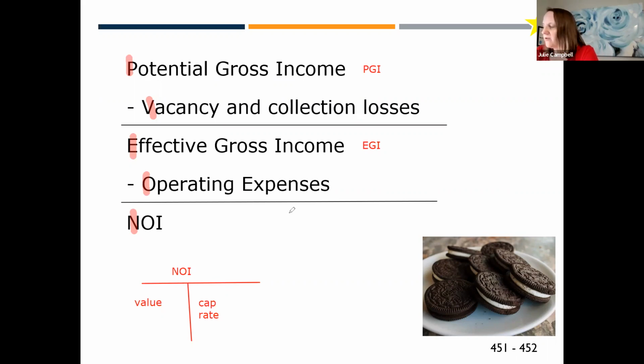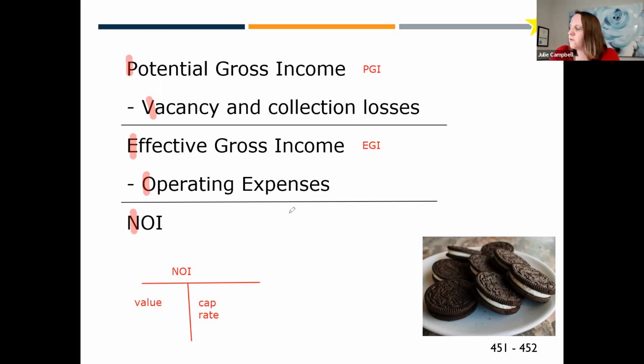We have income from other sources. So there's a vending machine on the property. There's something called a pay phone on the property. That adds to another $600. So the total PGI, the most we can make on this property this year is $60,600.